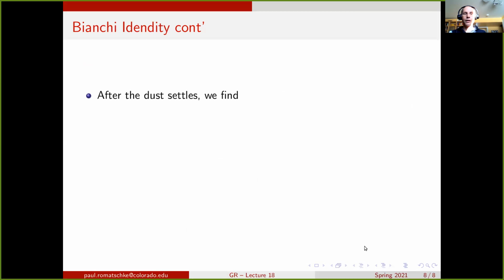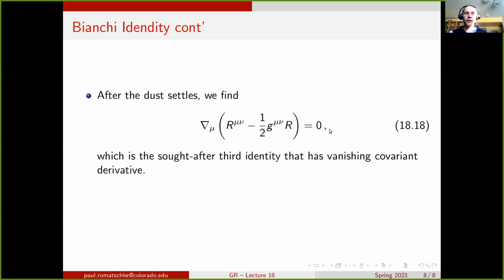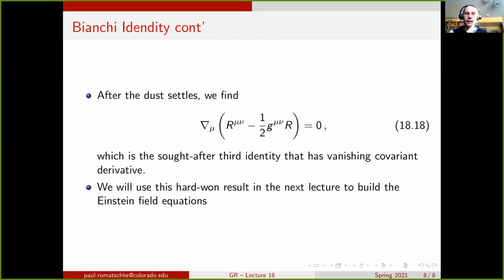Okay, so after the dust settles, what we find is that a covariant derivative acting on this following combination here is just 0. So that is the sought after third identity that was promised in the first slide of the present lecture. And we will use this difficult to extract result in the next lecture to build the Einstein field equations. And that concludes the present lecture.